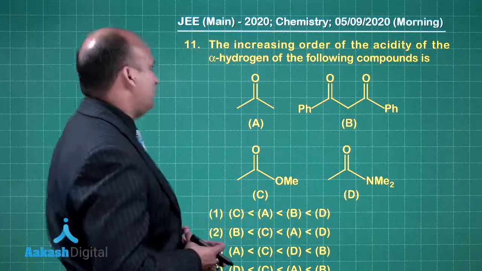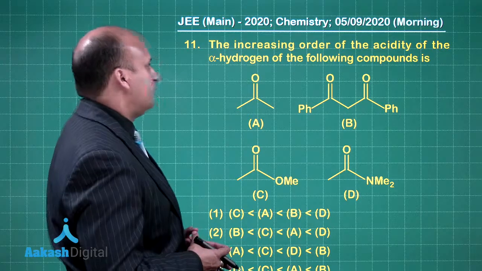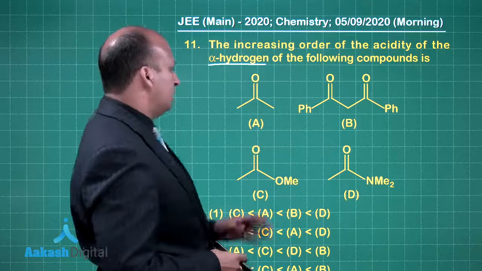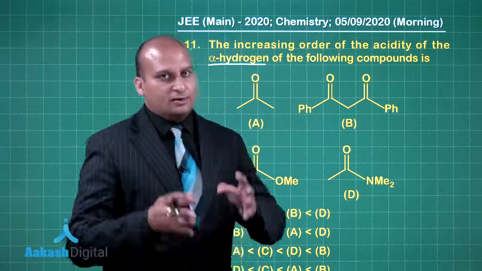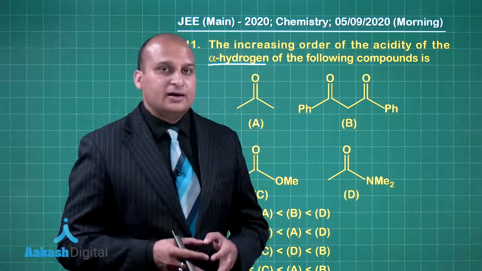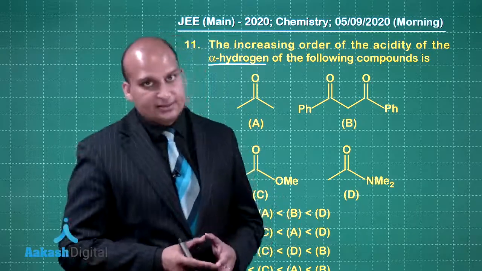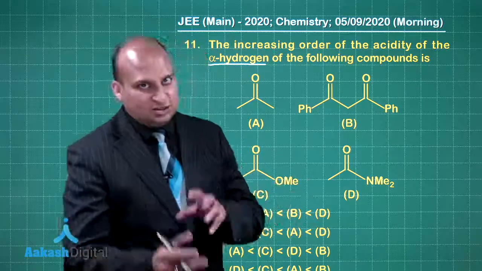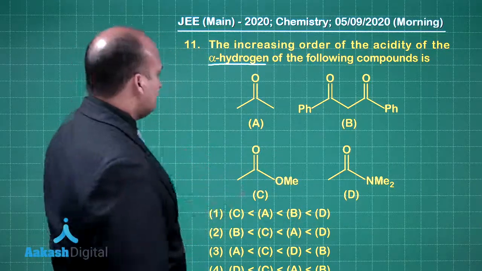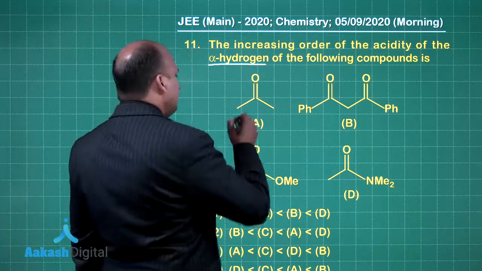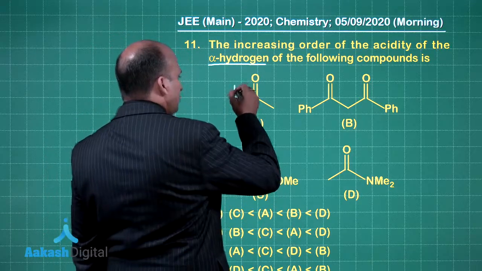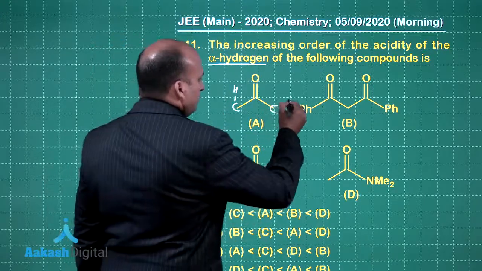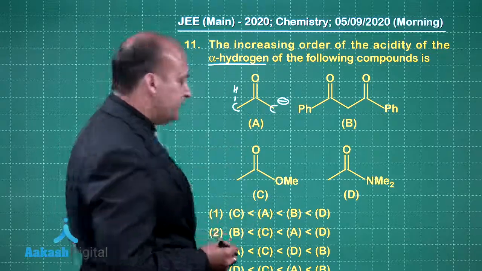Now, let us look at question number 11. The increasing order of the acidity of the alpha hydrogen of the following compounds. See, in case of carbonyl compounds, the alpha hydrogen is considered to be acidic as the enolate ion formed is stable. But if there are some other groups attached to it, the stability may change. So, first of all, let us start with the compound A. See, this carbon is having the hydrogen. When you remove this hydrogen, this carbon will be behaving as a carbanion, right.